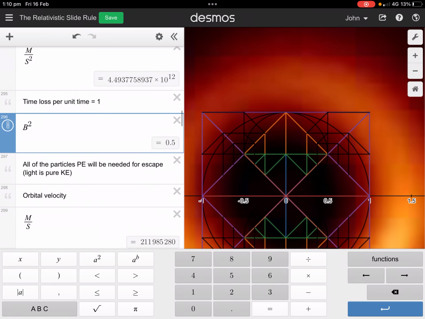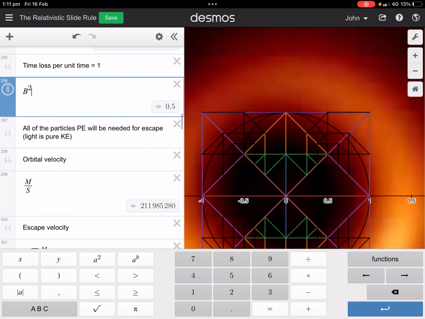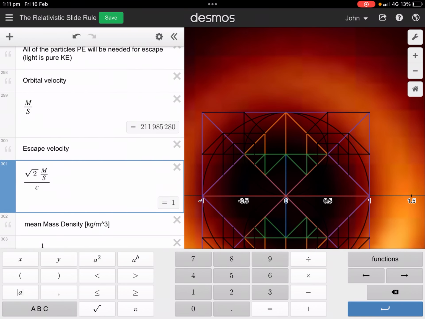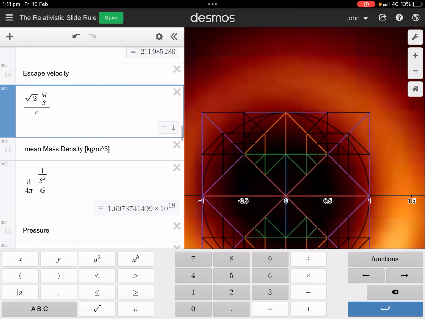Notice that the kinetic energy required is precisely the amount of potential energy that a fermion particle would have, so it's right on the limit. And the escape velocity for a photon, which is a boson, would be 1, so it's right on the limit too.